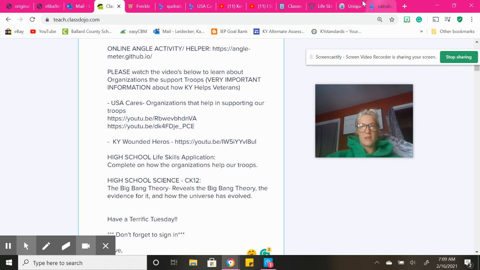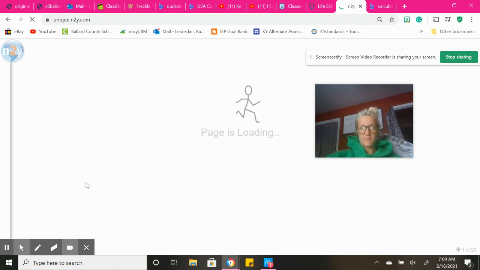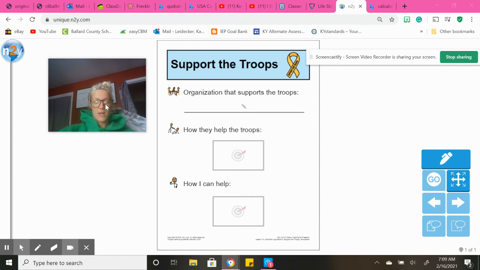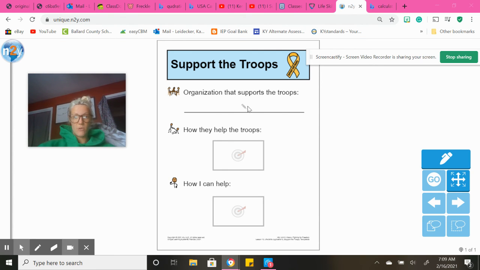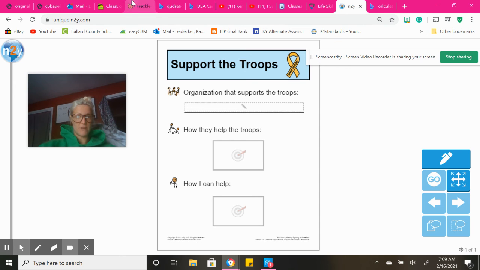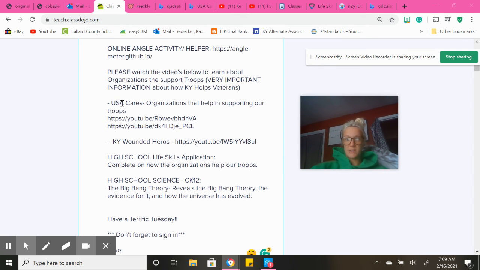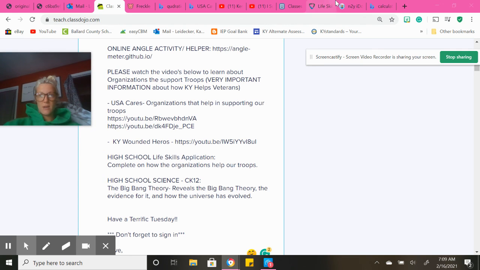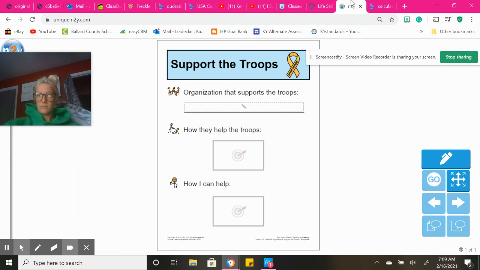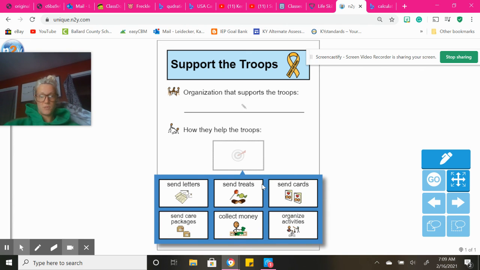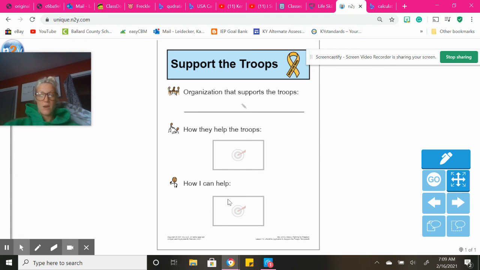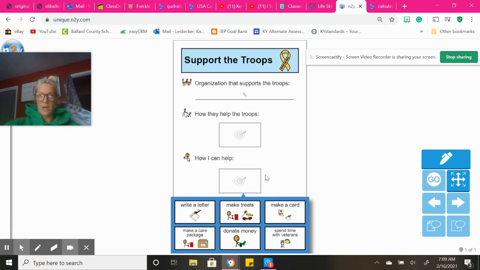So then on into why you will complete this box, and you can pick an organization, or you can also look up your own if you want, because I just looked up ones in Kentucky. So for organizations that support the troops, you put whichever one you want there, USA Cares or the Kentucky Wounded Heroes. And then how they help the troops. So do they send care packages? Do they send letters? Do they collect money? And then how can I help? So how would you like to help the troops?